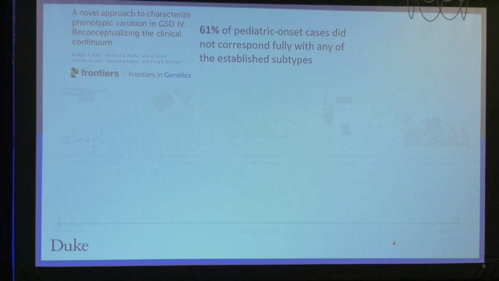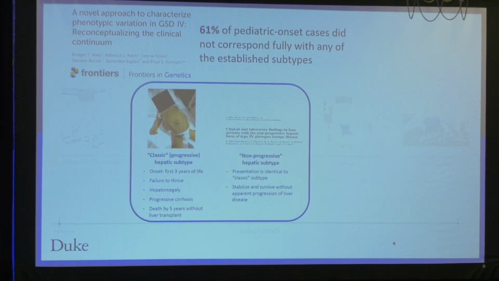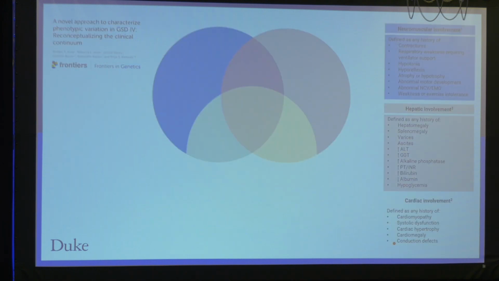And I'm again going to tell you the importance of natural history studies. So we did a novel approach to look at the phenotype variation. Are all these patients with GSD4 really in these discrete buckets as we had put them? And I'm going to come back to this because I want to correct myself. This is what I did as a trainee, and I want to fix the problem before I retire at some point. So let me come back.